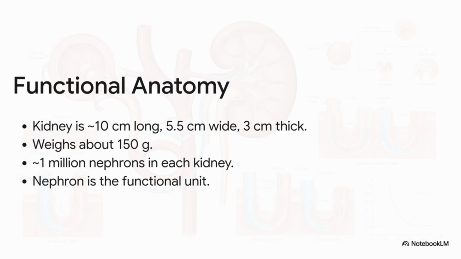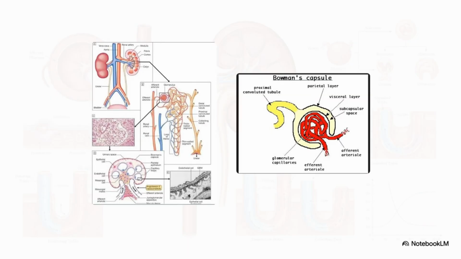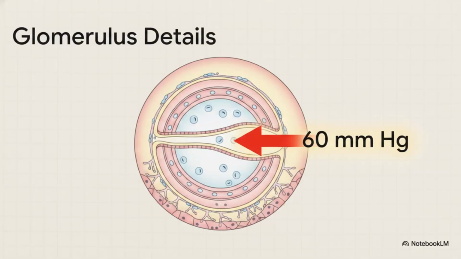independent, functional microscopic engine. Visually tracing this path down from the macrostructure, you have the cortex on the outer rim, which is where the glomeruli sit, draining down into the medullary pyramids. If we zoom way into the cortex, we find the glomerulus itself. It's this intricate, microscopic tuft of capillaries that is perfectly designed for high-volume, continuous filtration. Understanding this glomerulus is absolutely key.